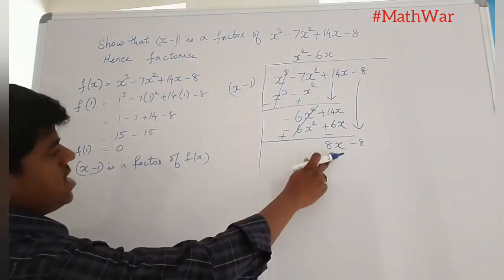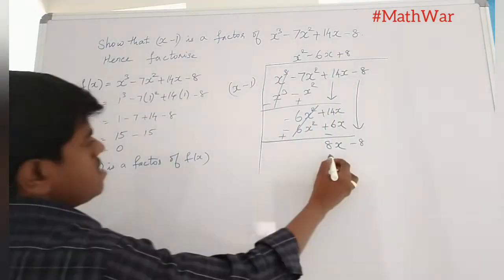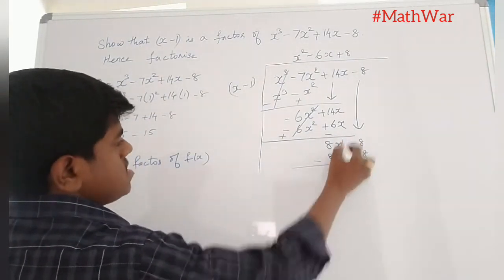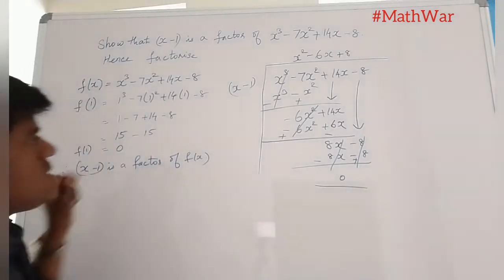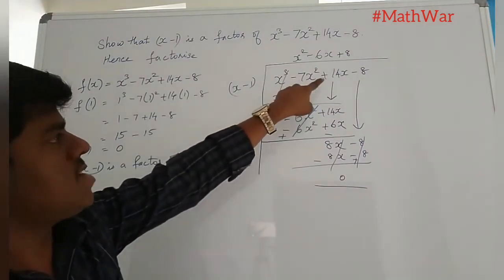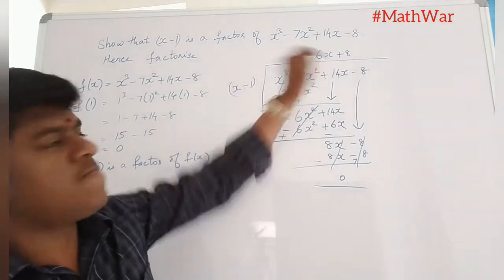Now divide this 8x by x, so you will get plus 8. If you multiply it here, 8x minus 8. You change the sign, plus, this also will get cancelled, this also will get cancelled. Remainder 0. Since x minus 1 is a factor, by dividing f of x by x minus 1, we got the quotient as x square minus 6x plus 8.